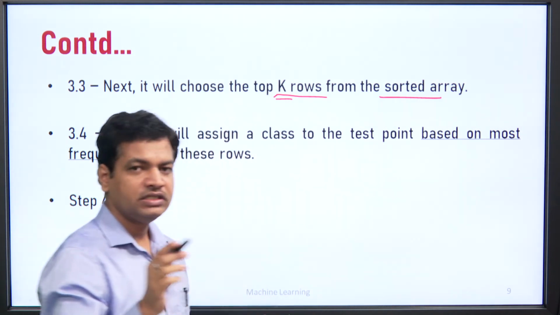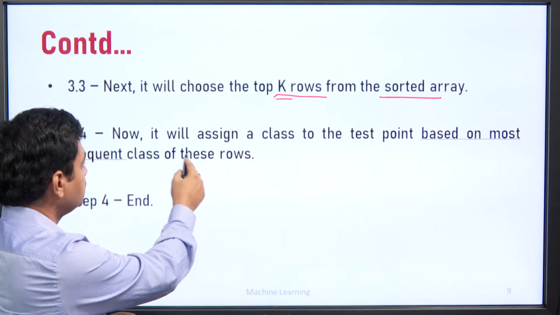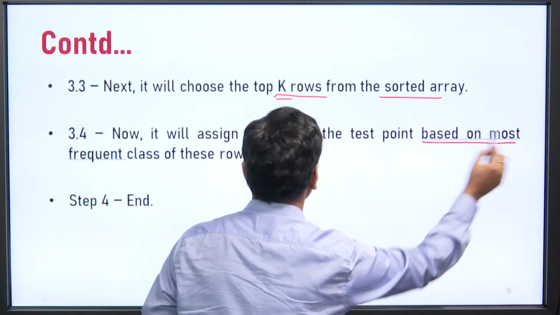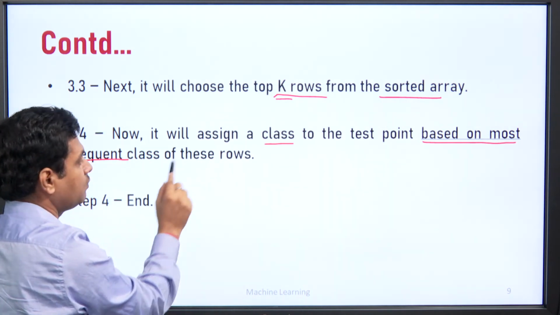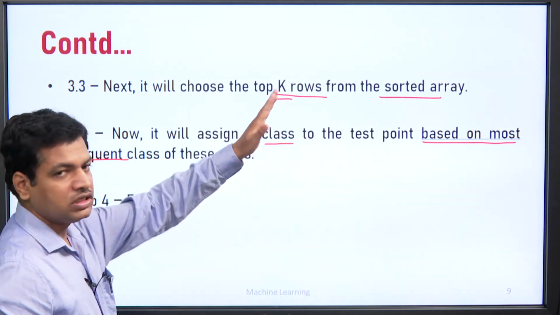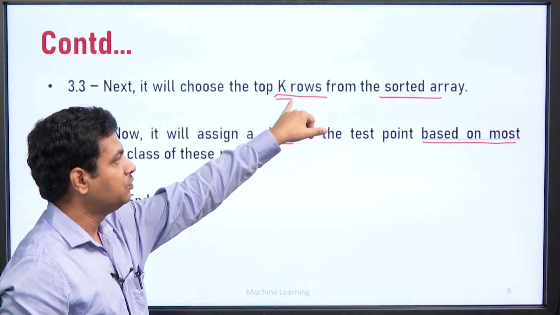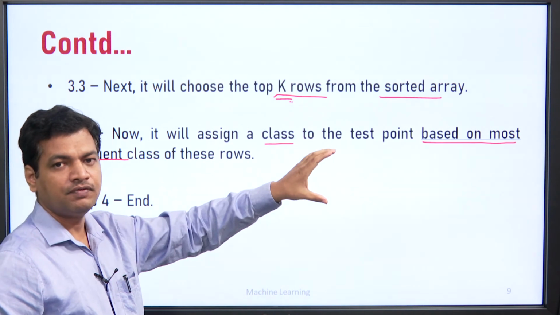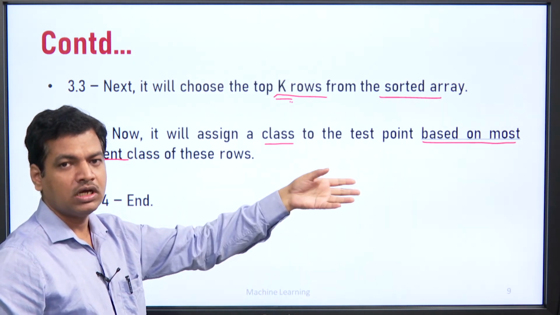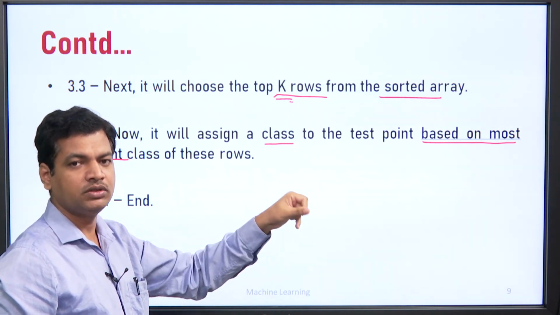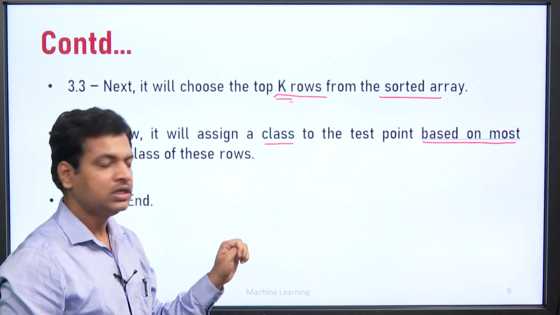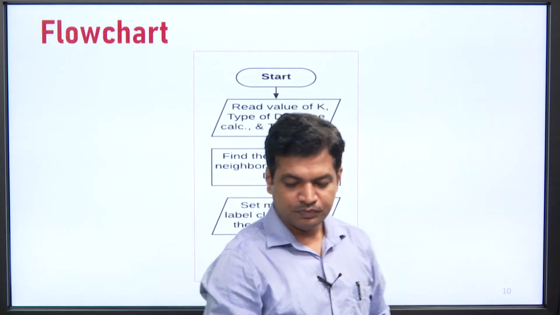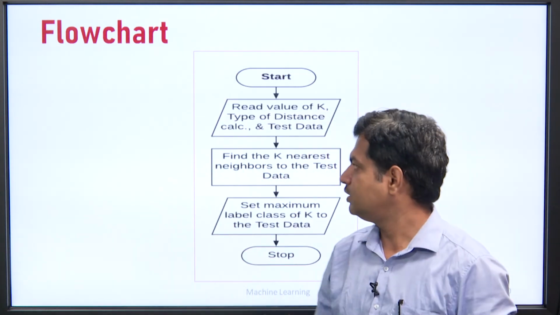We will see that with an example. The next step is we will assign a class to the test point based on the most frequent class of these rows. Once the data are arranged in ascending order, we select that many rows based on the k value, see which class has the higher frequency, and assign it to the new entrant in the data set. Finally, the algorithm ends. This is the flow chart which I explained earlier.